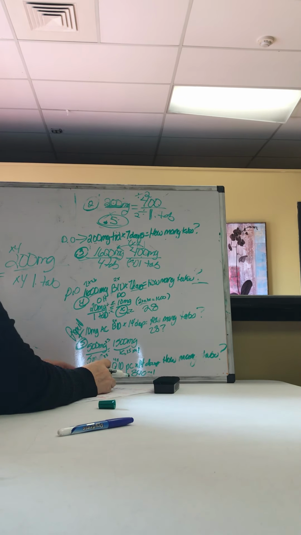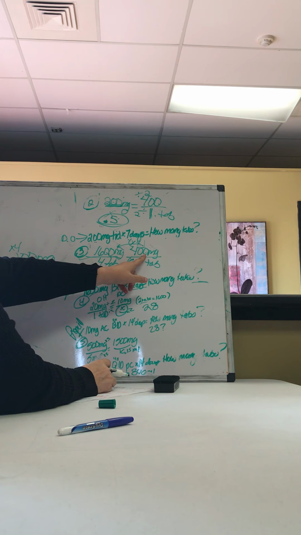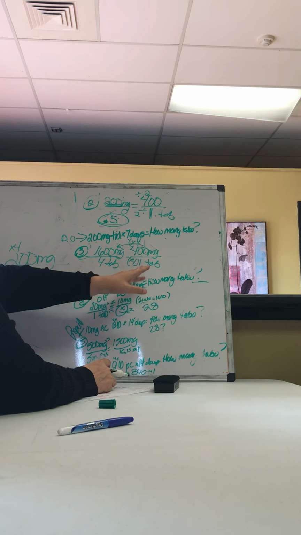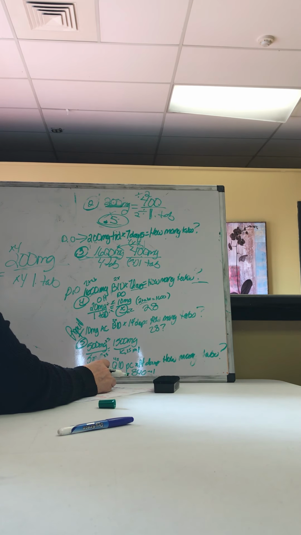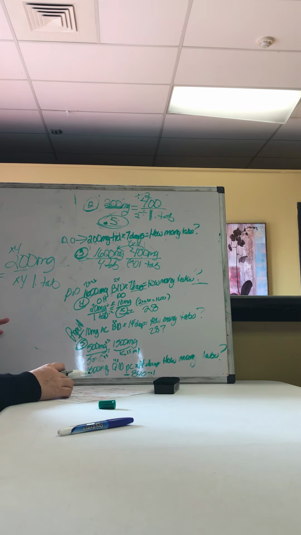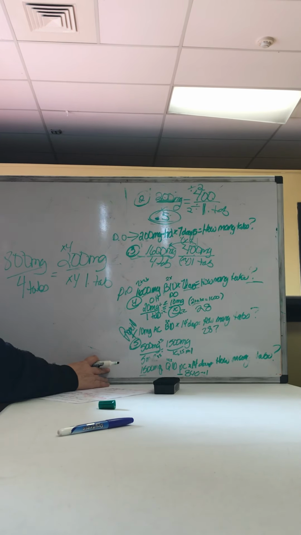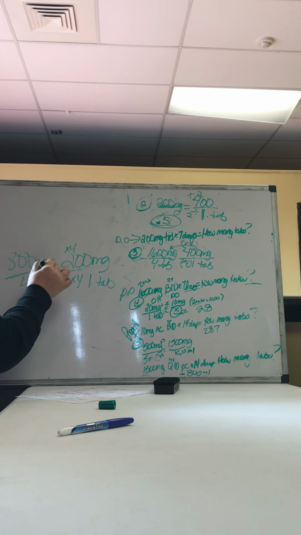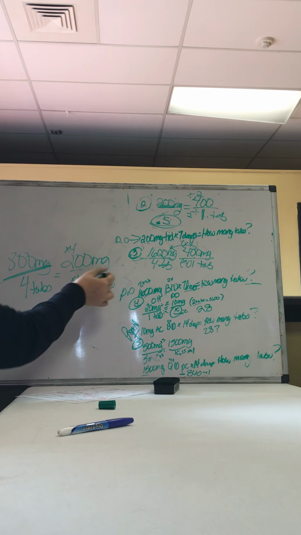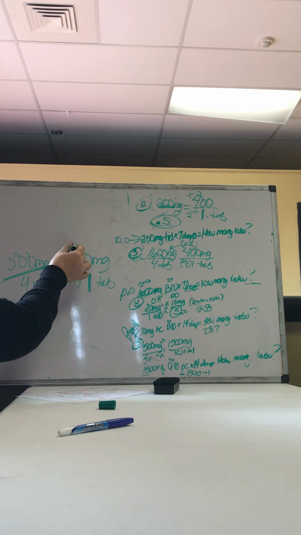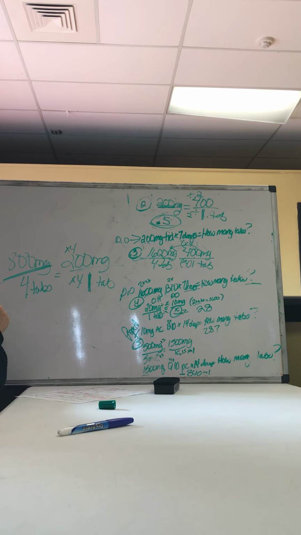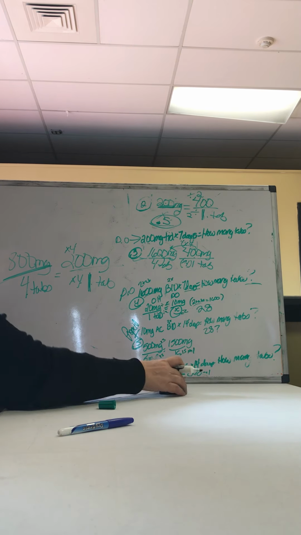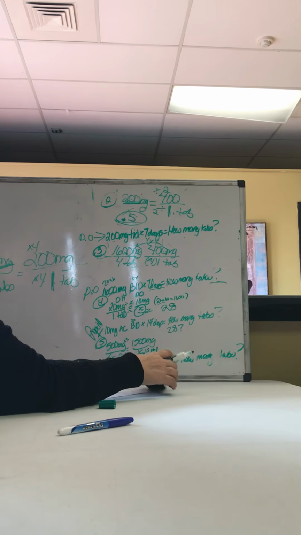All that's said is you've got 400 milligram tabs, and you want to make 1,600 milligrams. How many tabs do you need? 4. Just like that ibuprofen problem: if you need 800 milligrams and you've got 200 in one, you times by 4. You need 4 tabs.